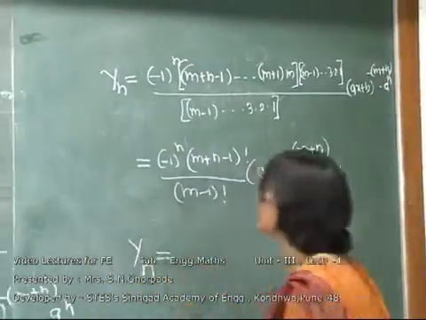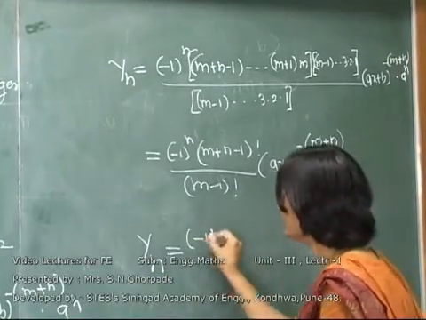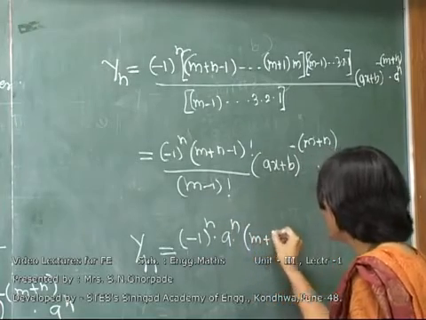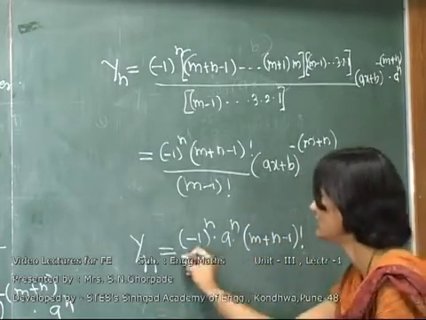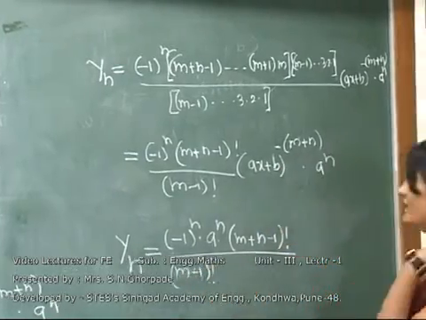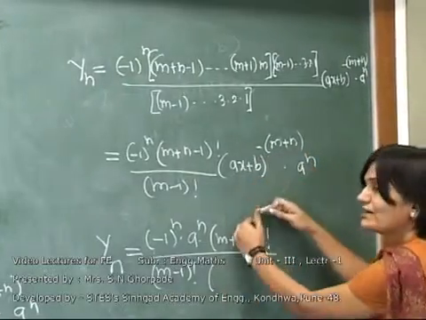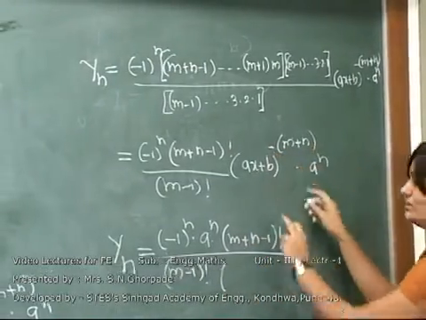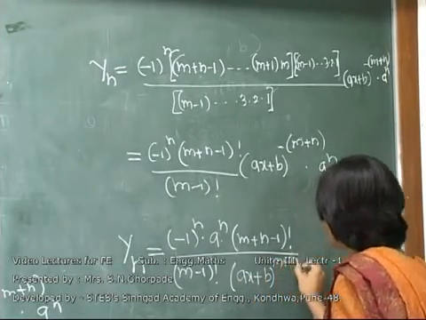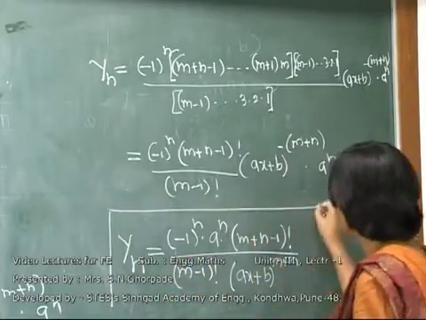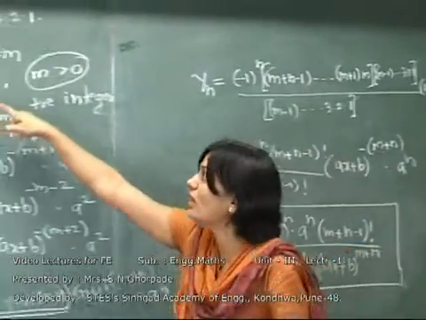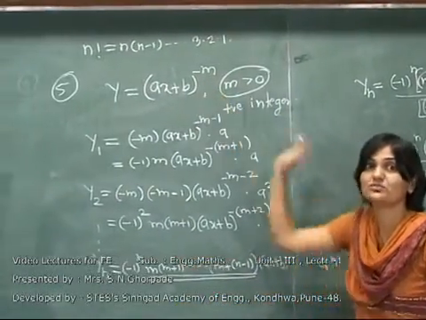So our yn is minus 1 raised to n, a raised to n, m plus n minus 1 factorial by m minus 1 factorial, multiplied by, when I take it to the denominator, this negative will become positive, that is ax plus b raised to m plus n. And hence, this is the final result for the nth derivative of ax plus b raised to minus m.